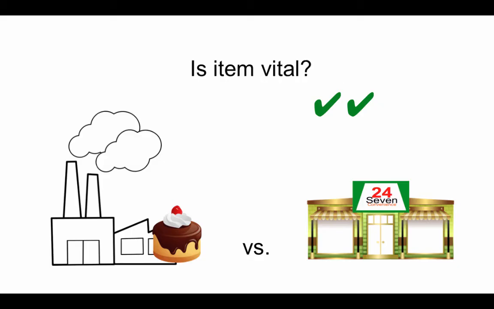Is the item vital? Similar to what we looked at before, grocery stores sell a lot more than cake. So it's not really all that important that they are able to buy the cake. The grocery store can then continue to sell all of the other food items. This gives the chain of grocery stores that much more power still.